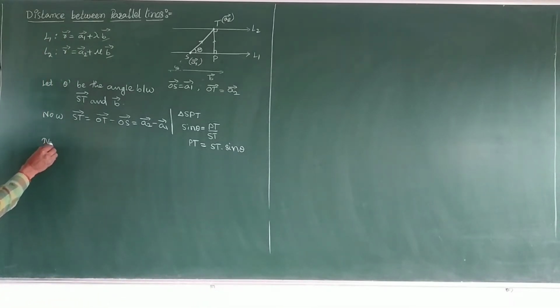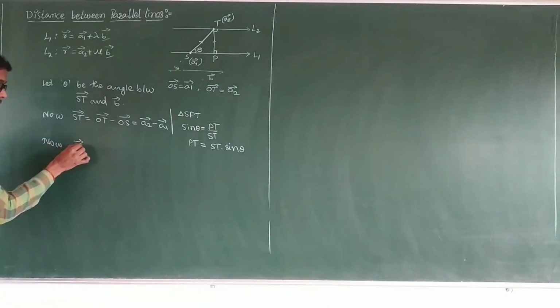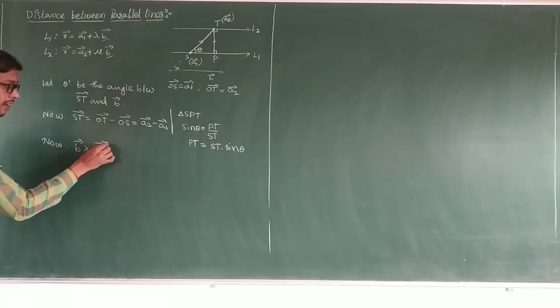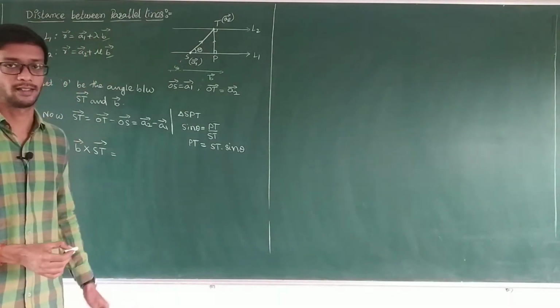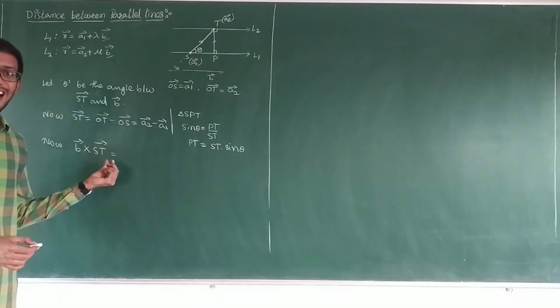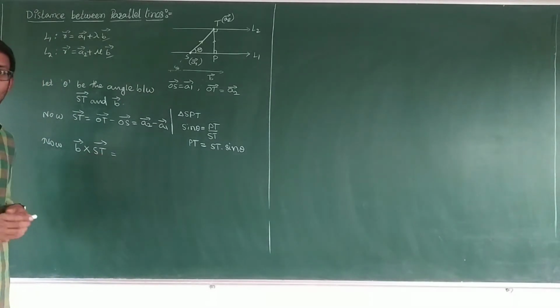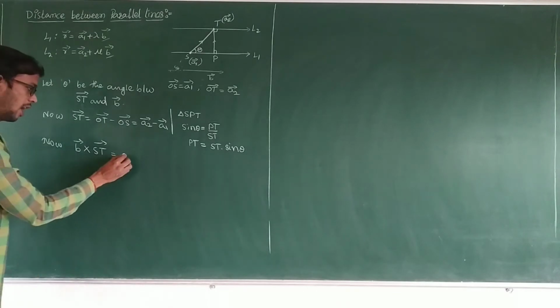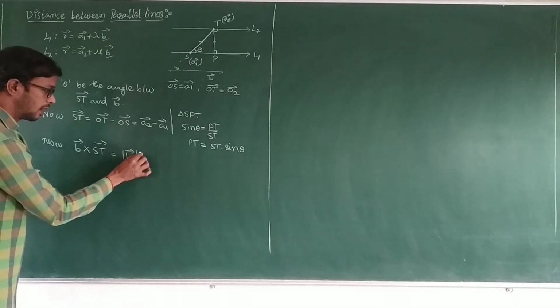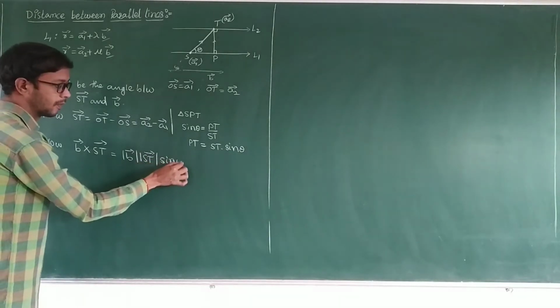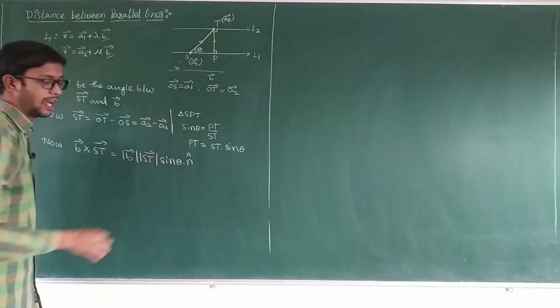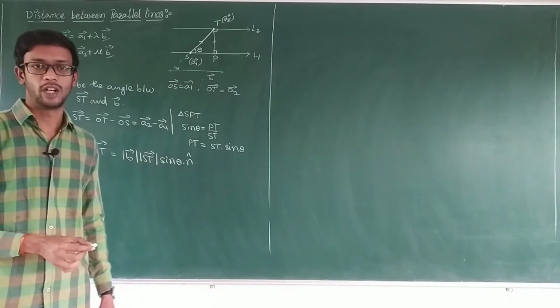Now I am finding b bar cross ST bar, the cross product between the two vectors, b bar and ST bar. We know the cross product formula: magnitude of b bar into magnitude of ST bar into sin theta into n cap. n cap is the unit vector.